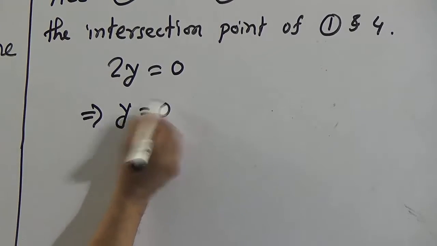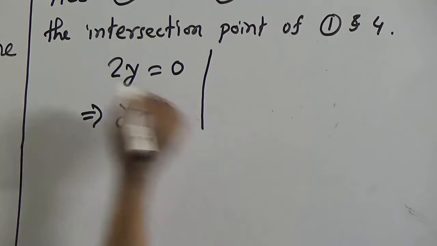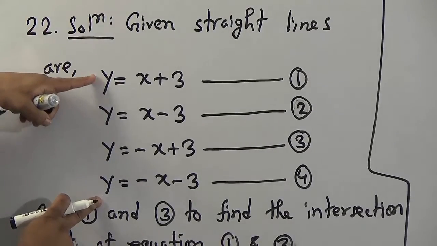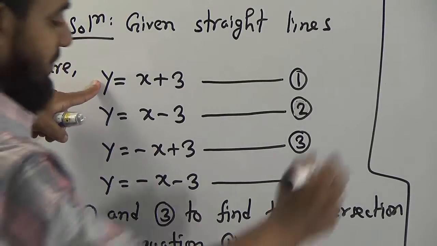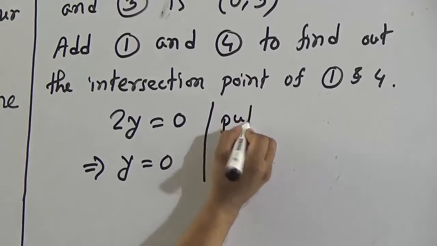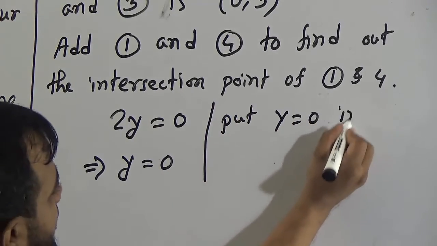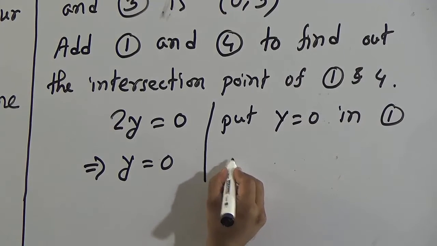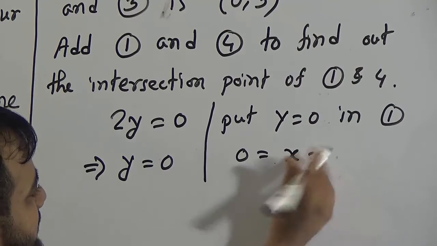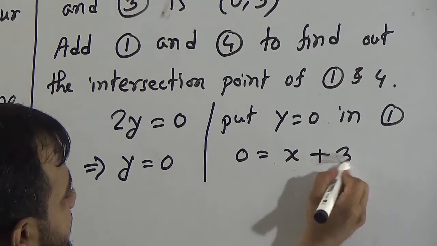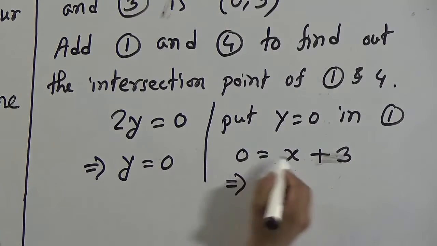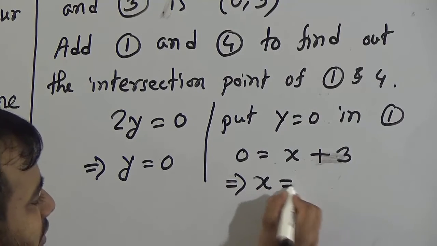y equal to 0. Okay, and if we put the value of y in any equation, that means in equation 1 or equation 4, we will find the value of x. I am going to put the value of y in equation 1. Now put y equal to 0 in 1. We have in 1 y equal to x plus 3. So 0 is equal to x plus 3. That means, my dear students, if we transfer this 3 to the left side, it will be minus 3. So x equal to minus 3.